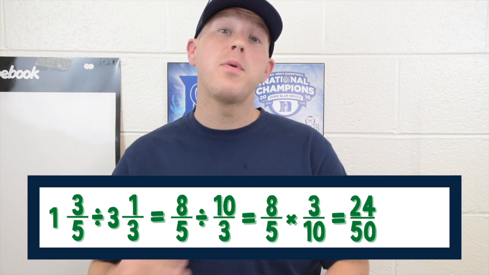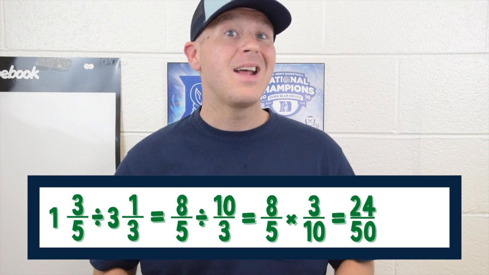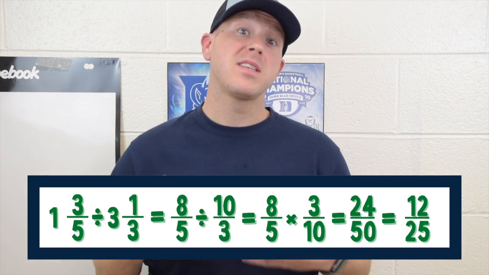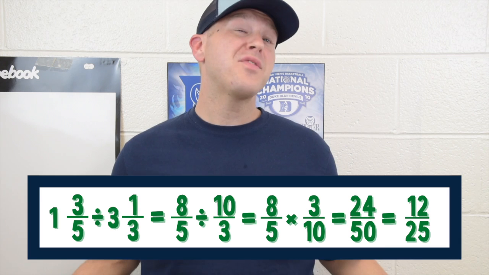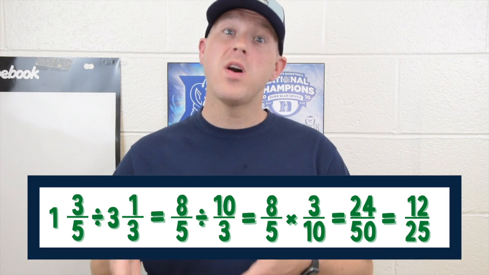Now, of course, we have to simplify the fraction. Well, we know both of those are divisible by 2 because they're both even numbers. So let's do that. And I end up seeing that that's as far as I can go because it's 12/25, and nothing goes into 12 and 25. So my final answer there is 12/25.